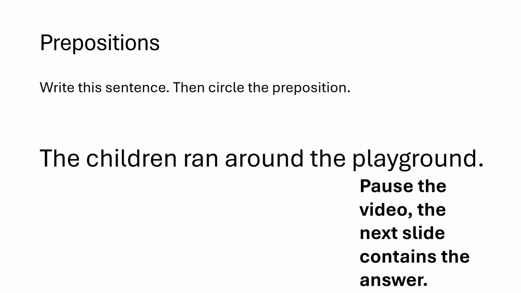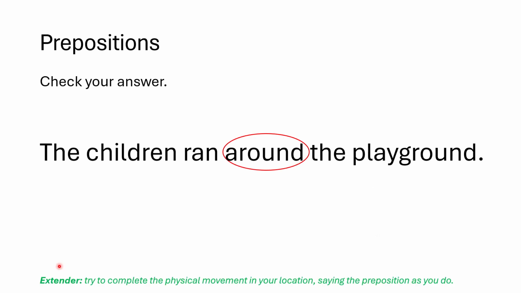Write this sentence, then circle the preposition. The children ran around the playground. Pause the video. The next slide contains the answer. Check your answer. The children ran around the playground. The preposition is around.